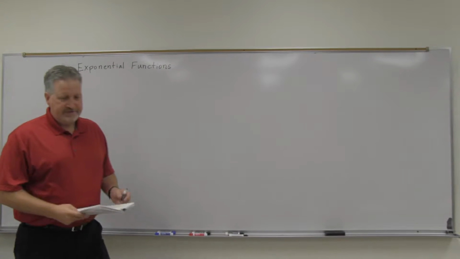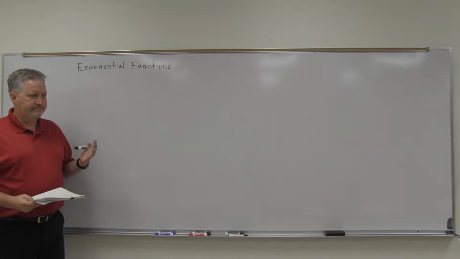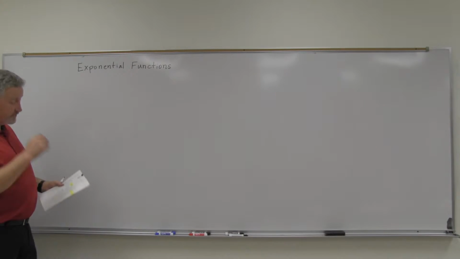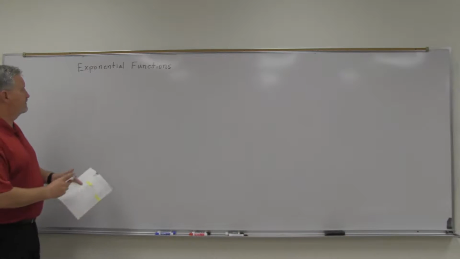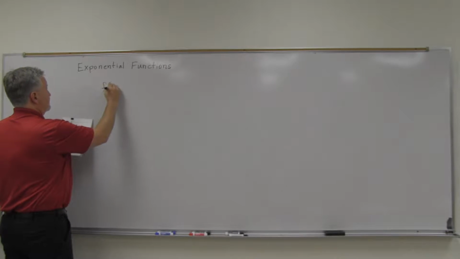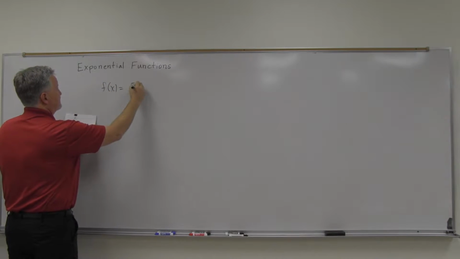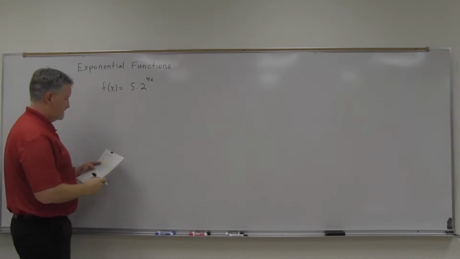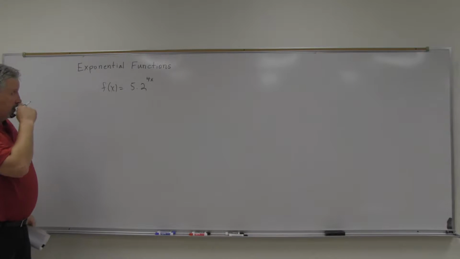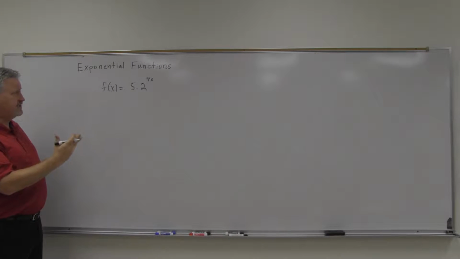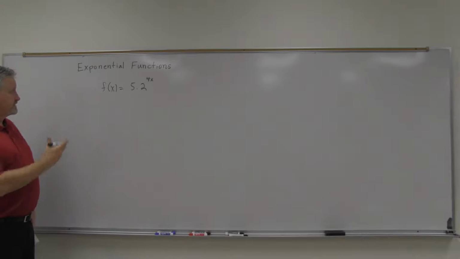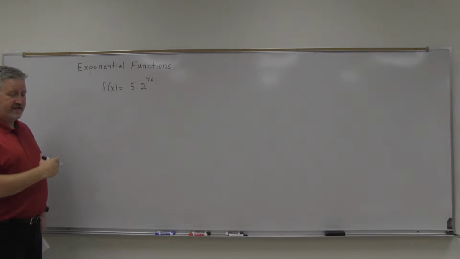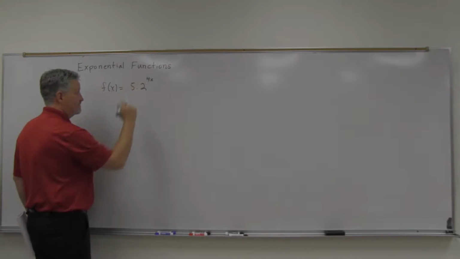So exponential functions are different from what we've been talking about so far because of where the variable is located. Just for example, here's one: f of x equals 5.2 raised to the 4x power. So exponential functions are functions like this one where the variable is located in the exponent.